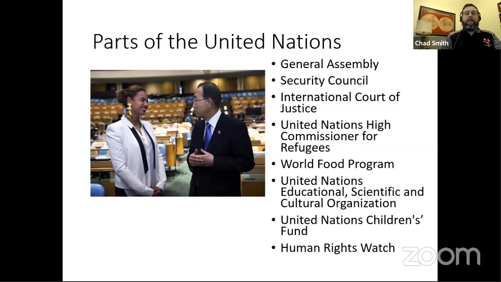And you probably have already guessed that those 5 member states make up the 5 winners of World War II. The United States of America, the Soviet Union, or now Russia, China, Great Britain, and France. And these 5 states have a lot of power in the Security Council. As a matter of fact, anytime any one of them wants to, they can veto any policy.